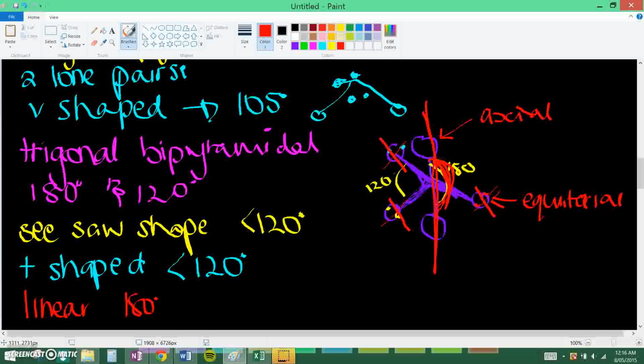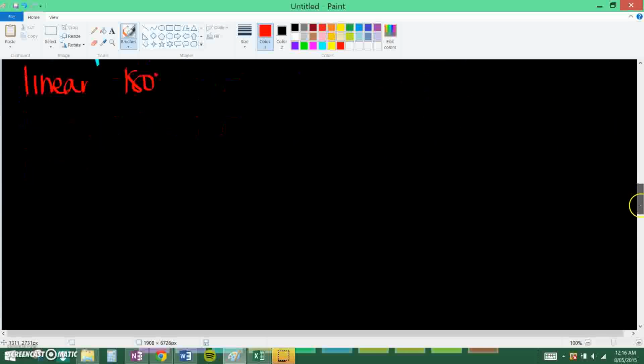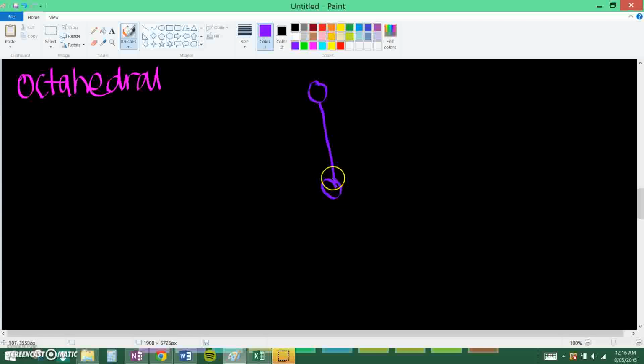And last but not least, there is the octahedral family, and this is drawn like, okay, so again, the axial atoms and the equatorial atoms. Now there are 4 equatorial atoms, and I love the octahedral because every single bond you'll find is 90 degrees.